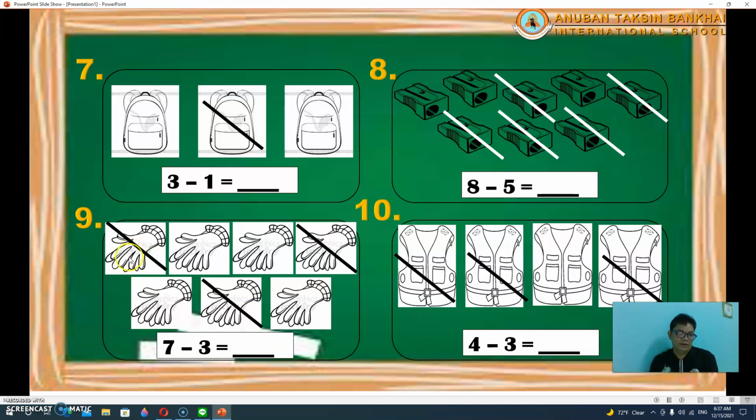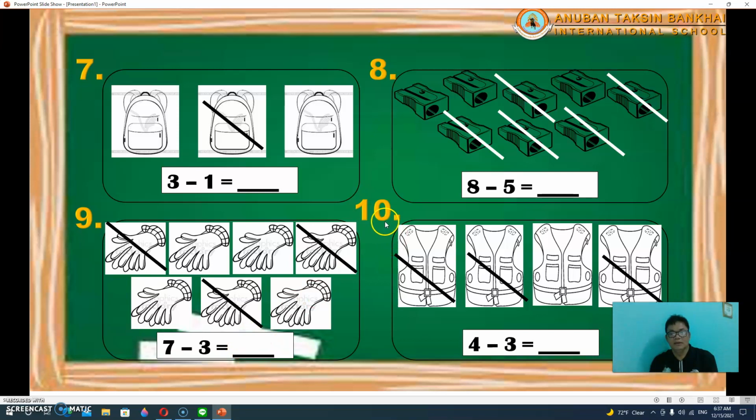Correct. Number 9. What are these? Gloves. Okay, gloves. How many gloves are there? 1, 2, 3, 4, 5, 6, 7. 7 minus 3 equals 1, 2, 3, 4. So your answer is 4.